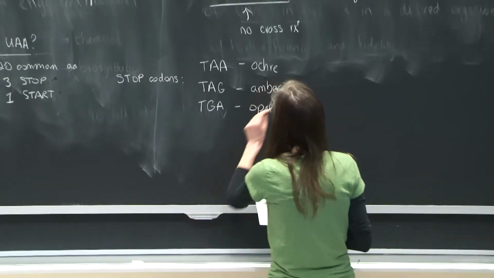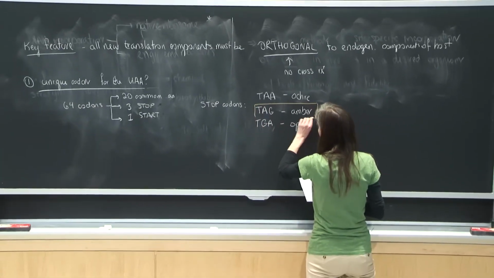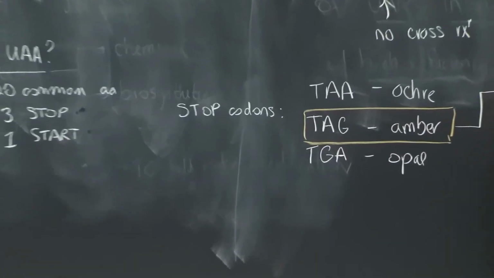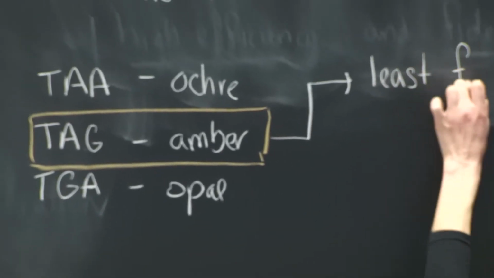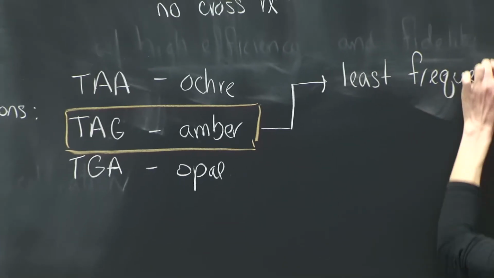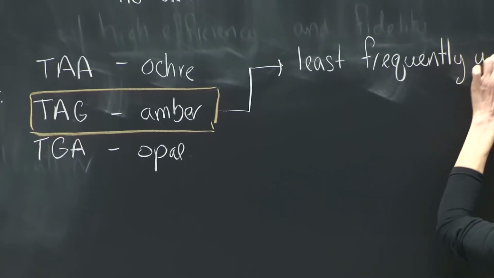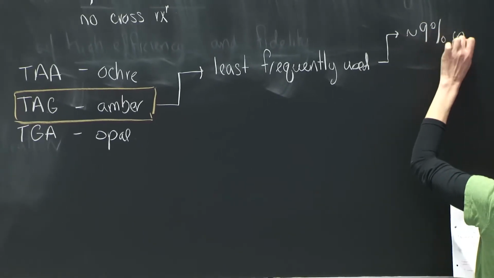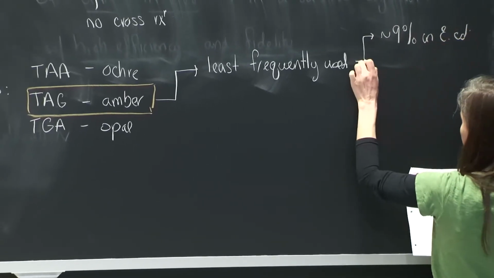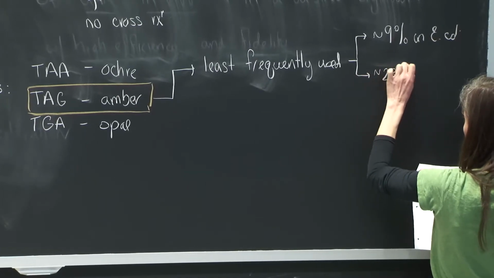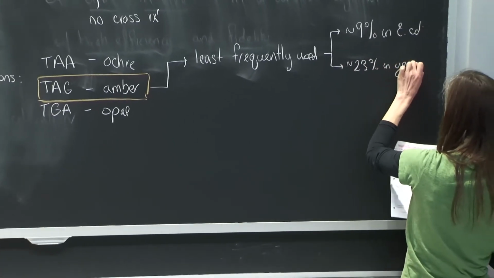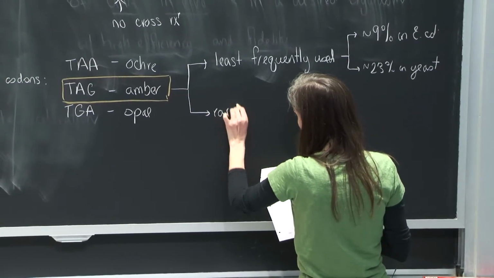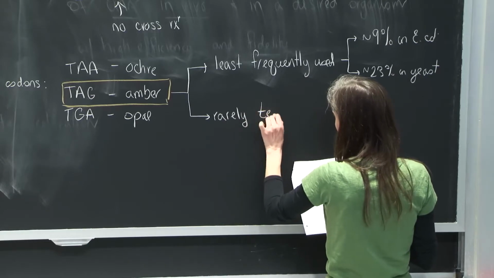So what was found in thinking about those issues is this amber stop codon TAG. 1, it's the least frequently used. Just for an example, about 9% in E. coli and about 23% in yeast for terminating genes. And additionally, it rarely terminates essential genes.